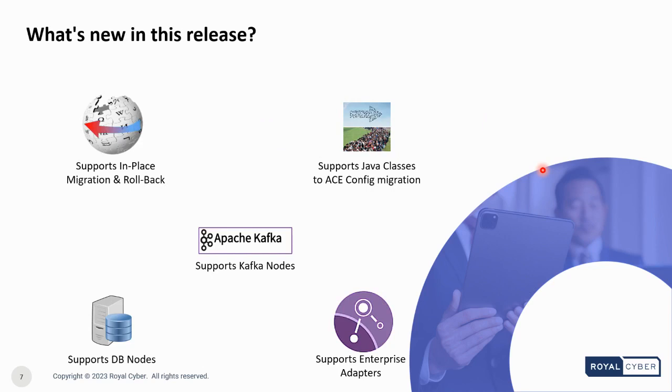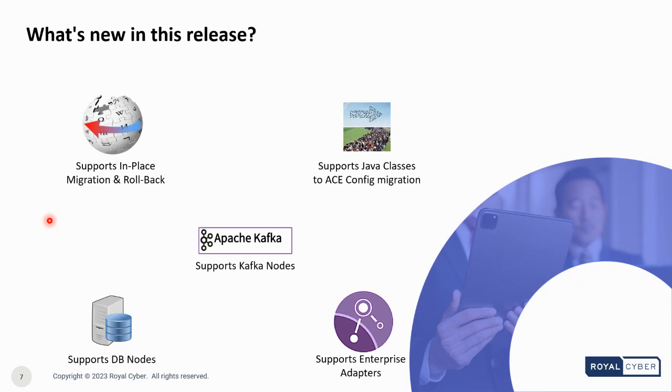The first one is the support for in-place migration on both Windows and Linux platforms. So why do you need in-place migration? Let's say your enterprise architect team decides to run IIB and ACE on the same server to save on infrastructure costs, for instance, right? So you don't need to really worry. You can use the I2AC solution to perform in-place migration and seamlessly migrate your IIB flows and configurations over to ACE running on the same server.